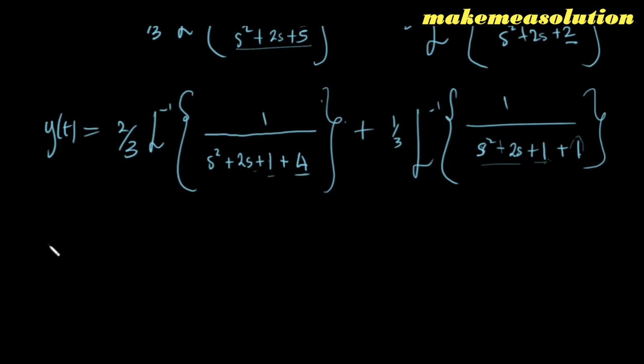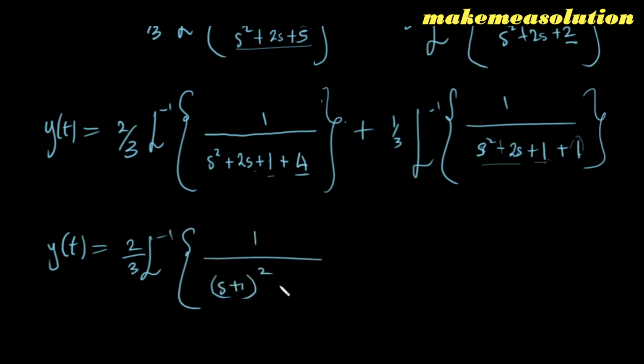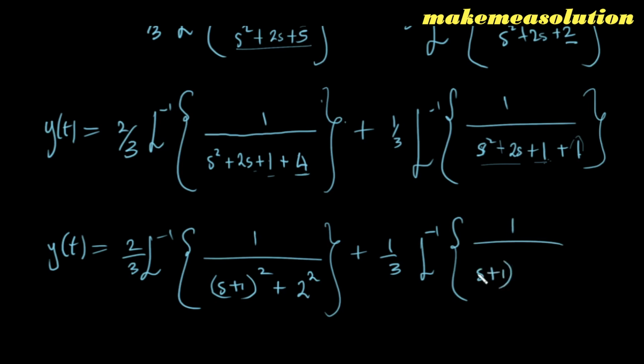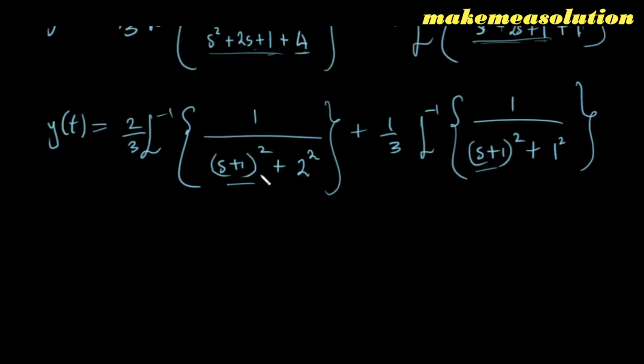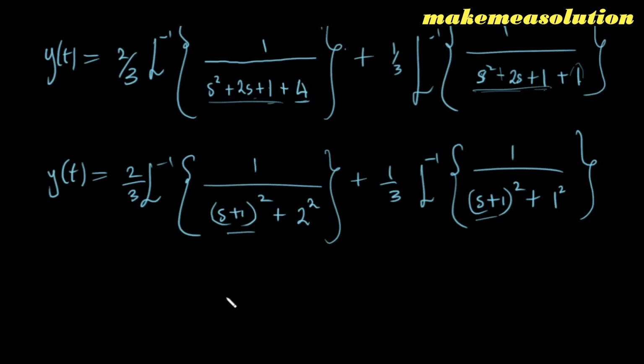So when you do it like this, y of t is 2/3 Laplace inverse of 1 all over s plus 1 all squared plus 4. You can take 4 as 2 squared. Is that okay? Then you have plus 1/3 Laplace inverse of 1 all over s plus 1 squared plus 1, and this 1 you can take as 1 squared. So s plus 1 all squared is s squared plus 2s plus 1.